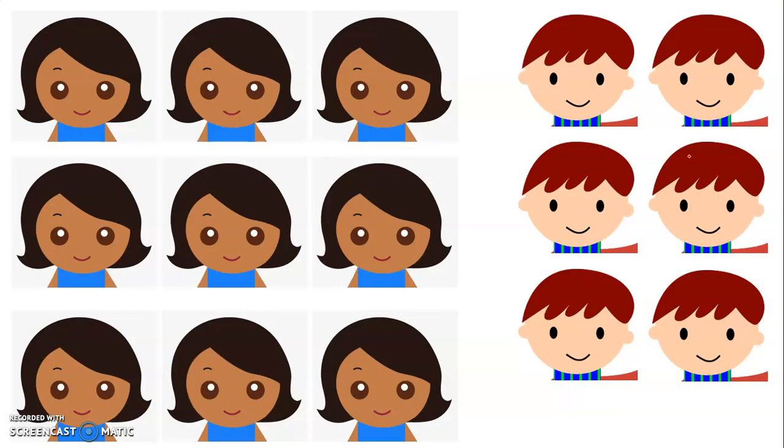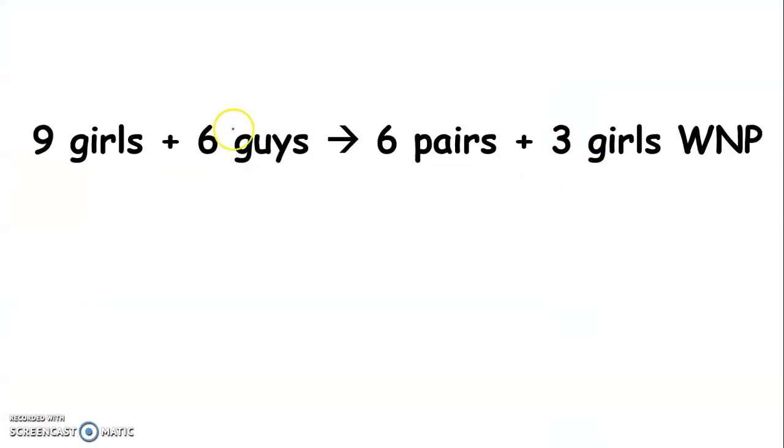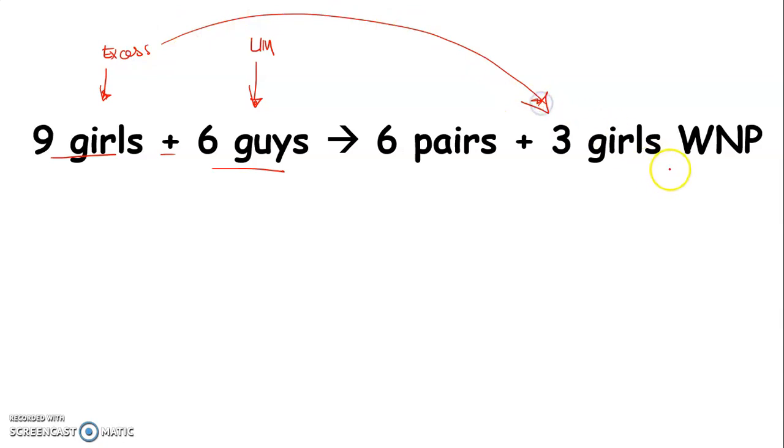So for this given, if this will be in formula form, it will look like this. The 9 girls pair up with 6 guys. This is your limiting, and this is going to be your excess. This is where the excess is going to go. So that's why you have 3 girls with no partner. Anyways, let's try to solve problems with this one.